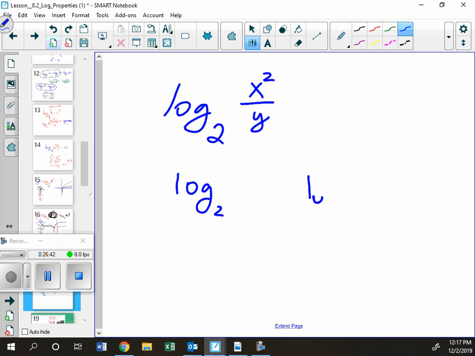And another one, he said at least 2. Okay. And then I'm processing this, and I'm like, oh, divide. That's right, they're divided, and that means something. That means that the logs are subtracted. Minus, yes. Okay. And then what should I put? Log base 2 of what? X squared, and this one's y.